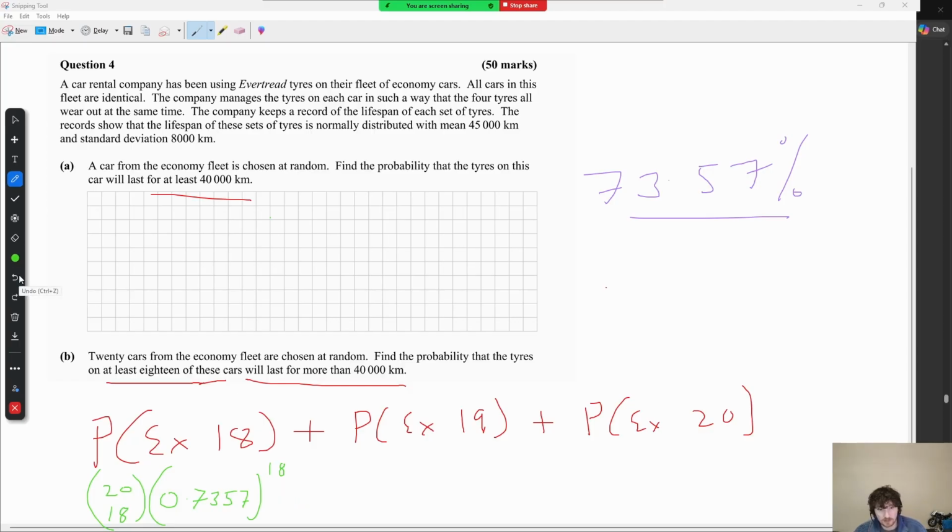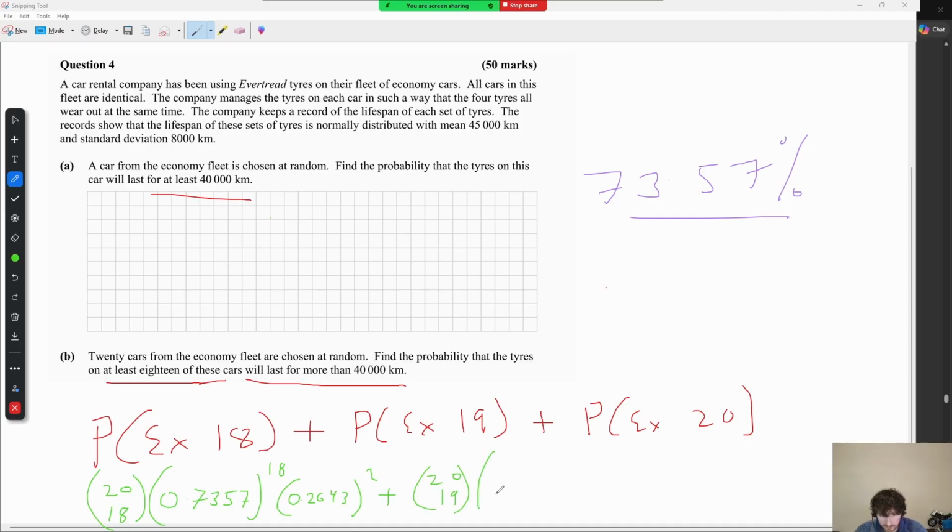I'll just do it out here in the calculator, so I only have to write it once. Minus 0.7357. We want there to be 2 failures here. So this is exactly 18 successes. Exactly 18 of the cars managed to do at least 40,000 kilometers. Okay, plus this one here, which is 20.